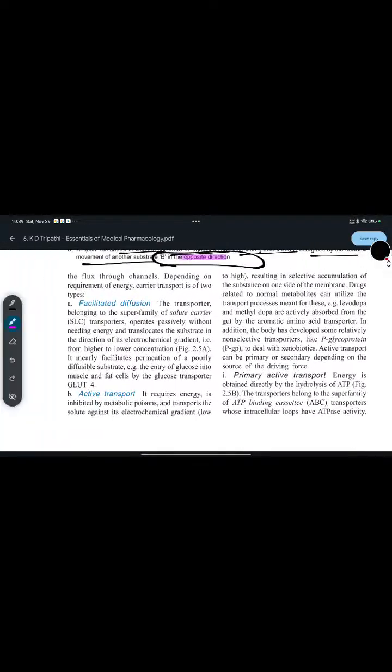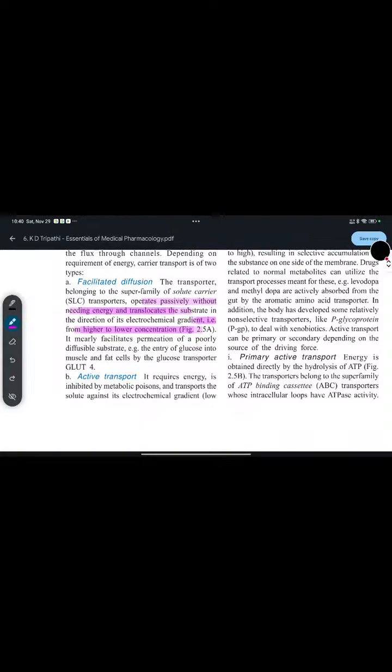Now we will see facilitated diffusion. The transporter belonging to the superfamily of solute carrier operates passively without needing energy, and translocates the substance in the direction of its electrochemical gradient, that is from higher concentration to lower concentration. It merely facilitates the permeation of a poorly diffusible substrate, for example entry of glucose into muscle and fat cells by the glucose transporter, that is GLUT4.